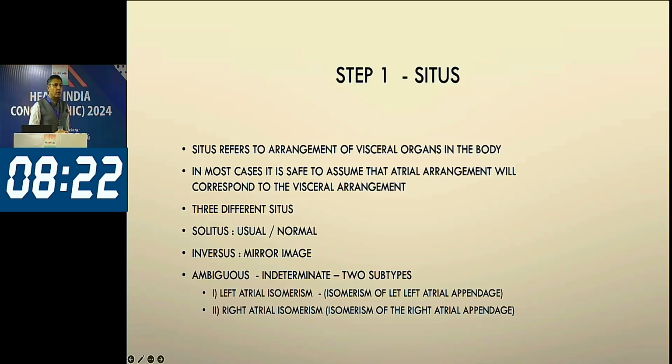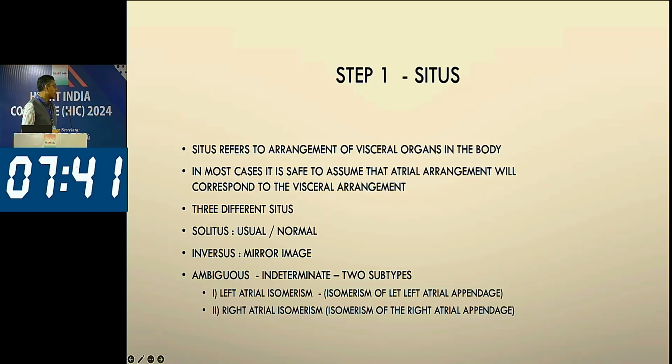So the most important and most crucial step for a pediatric cardiologist begins with identification of situs. Situs is looking at the arrangement of viscera in the gut. In most cases, the atrial arrangement will also follow the visceral situs. Very rarely you may find that atrial situs is different from the visceral situs. When we say the situs is normal, that is, a person has a liver on the right side, a stomach on the left side, and there is a spleen, and the bowel is arranged in a certain manner.